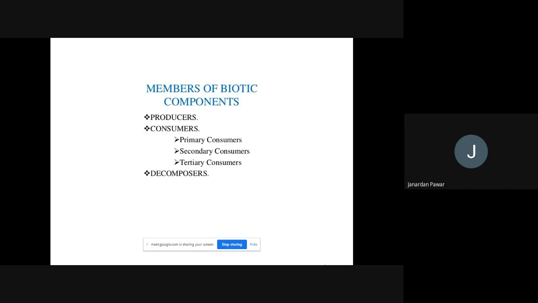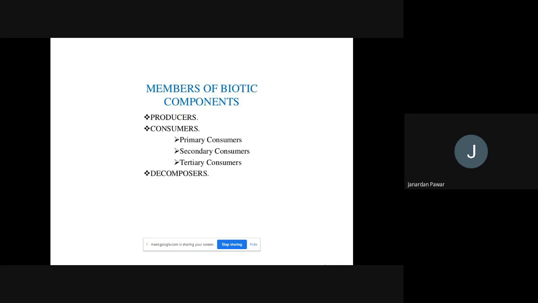Next, the members of biotic components. What are the members of biotic components? The first one is producers, those who produce food. Then consumers. In the consumer category, there are three different consumers: primary consumers, secondary consumers, and tertiary consumers. And the last one is decomposers, who decompose. So there are these different members of the biotic components.